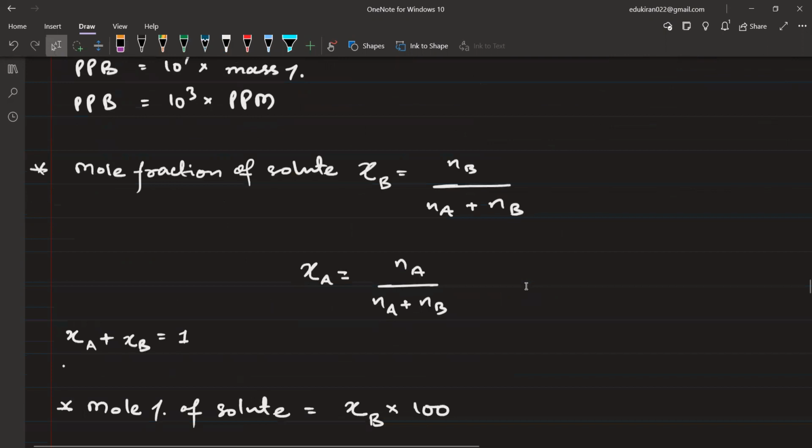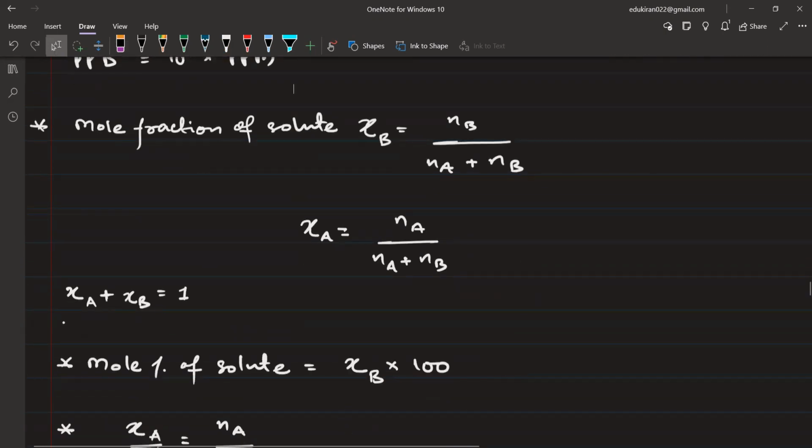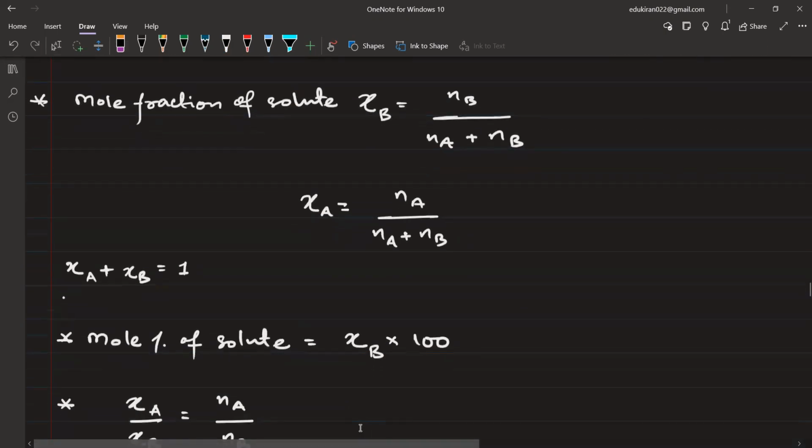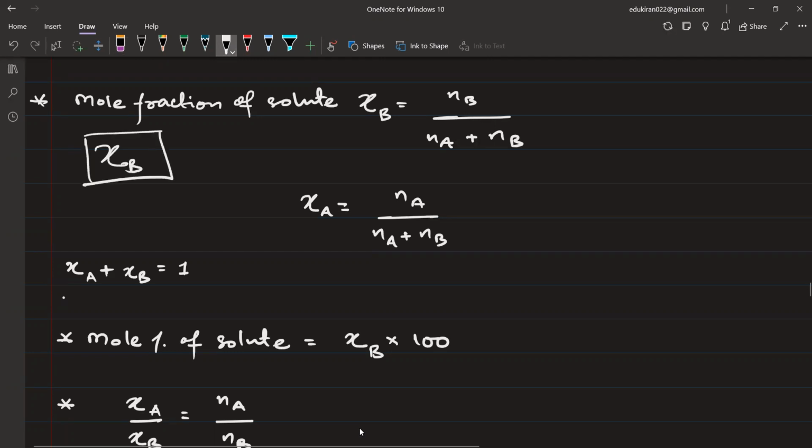Moving on. Mole fraction of solute. Mole fraction is given by this letter chi, and the subscript tells you if it is chi B, that means the mole fraction of the solute. Chi A means mole fraction of the solvent. Now here we have number of moles of B upon number of moles of A plus number of moles of B. This is only valid if you have a solution that has only 2 components.